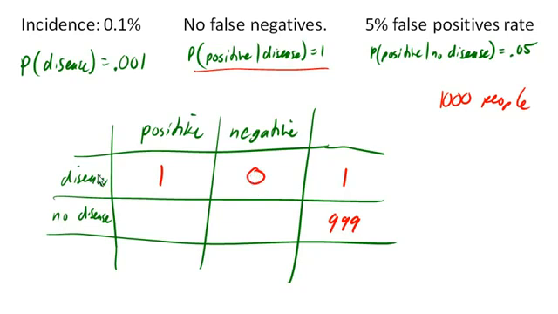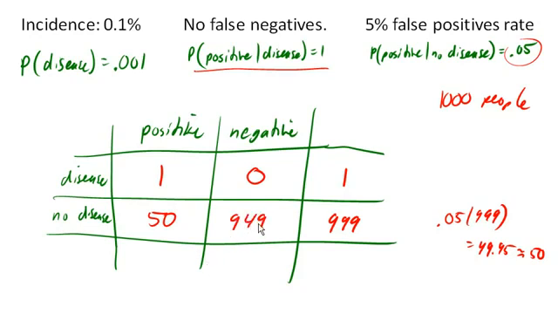But now, out of these 999 people who do not have the disease, we know that 5% of them are going to test positive. So 5% of our 999 people is 49.95, or about 50. So let's just call it 50. So 50 people are going to test positive who don't actually have the disease, and the other 949 are going to test negative. So that leaves us 51 people testing positive for the disease.